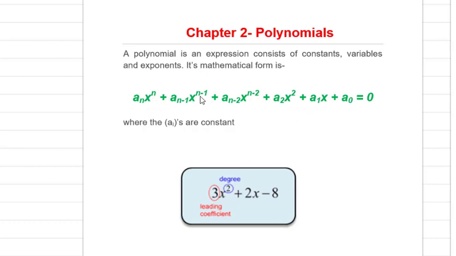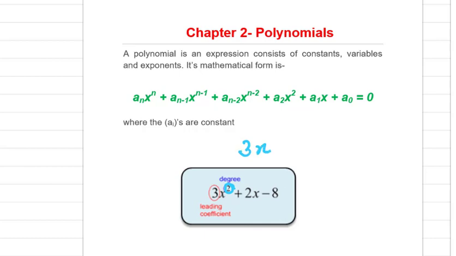x to the power n, x to the power n minus 1, x to the power n minus 2, or you can simply say the terms having x, these are the variables. Now here you can also see an example, that is 3x square plus 2x minus 8. Here you will see the highest power of the variable x is 2.